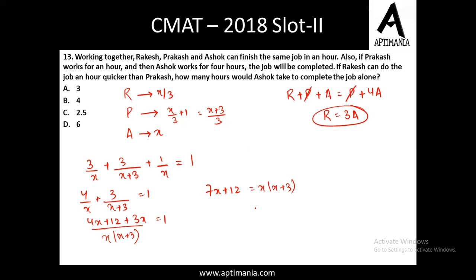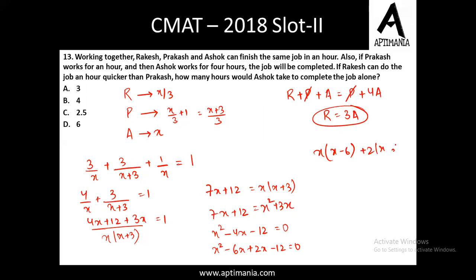x square plus 3x equals 7x plus 12. Taking all the values on one side, I'll have x square minus 4x minus 12 equal to 0. On splitting the middle term, I'll have x square minus 6x plus 2x minus 12 equal to 0. Taking x common, I'll have x minus 6, plus 2 common, I'll have x minus 6 equal to 0. Finally, I'll have x minus 6 times x plus 2 equal to 0. On solving, I'll get x equal to 6 and minus 2.